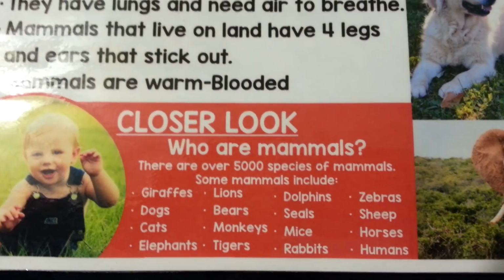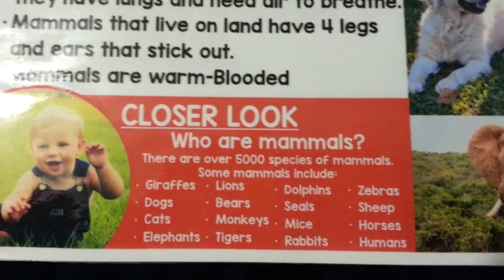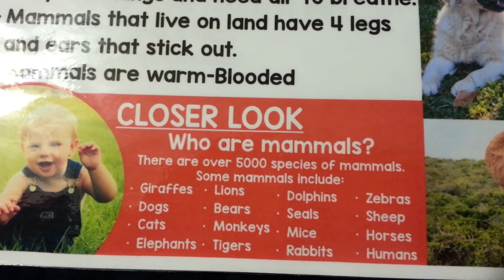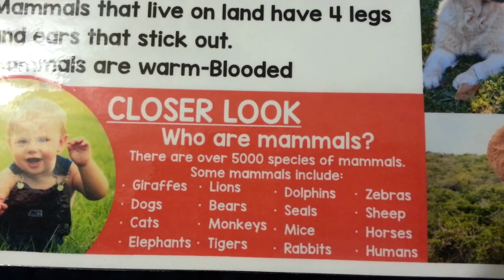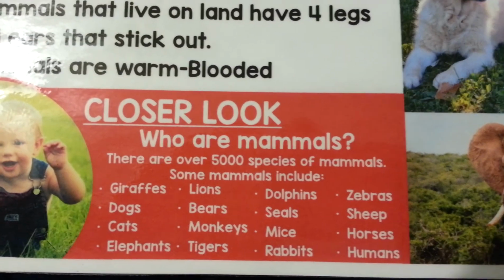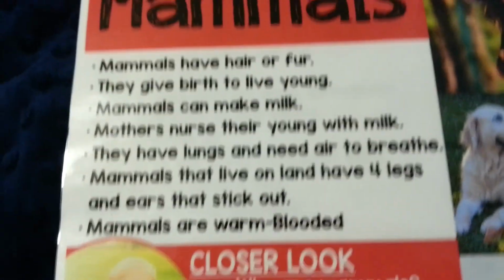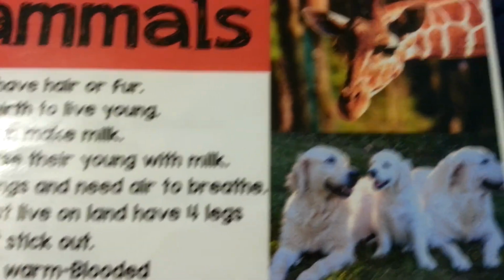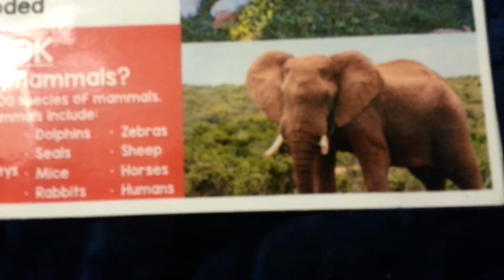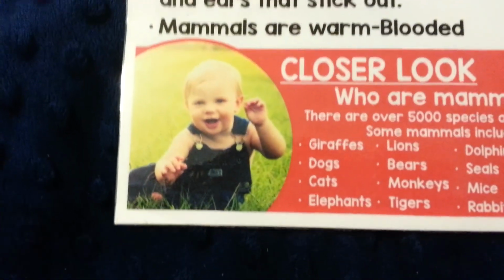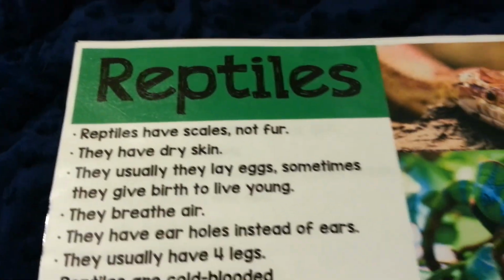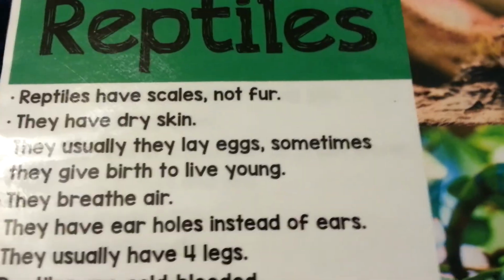Closer look at who are mammals. There are over 5,000 species, not nearly as many as insects or birds. Giraffes, dogs, cats, elephants, lions, bears, monkeys, tigers, dolphins, seals, mice, rabbits, zebras, sheep, horses, humans. We are mammals too. There's a giraffe and some adorable doggies and an elephant and a baby. Those are mammals.